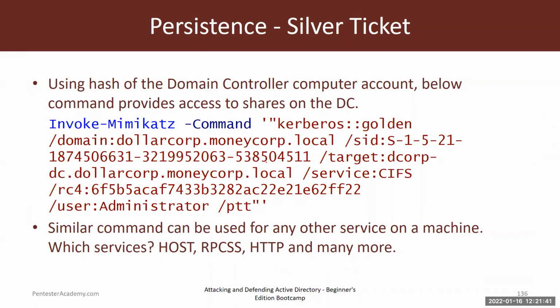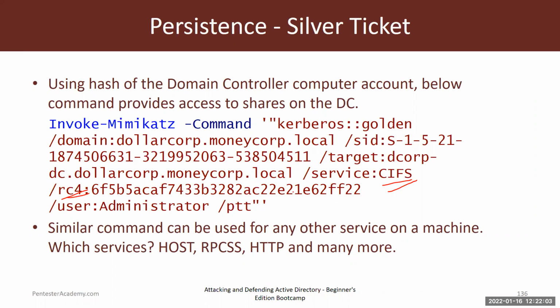Once you run this command, this provides you access. So we are running this against the DC. What is this RC4 of? This is the secret of the machine account of the DC, dcorp-dc$. This would provide you access only to the file system.